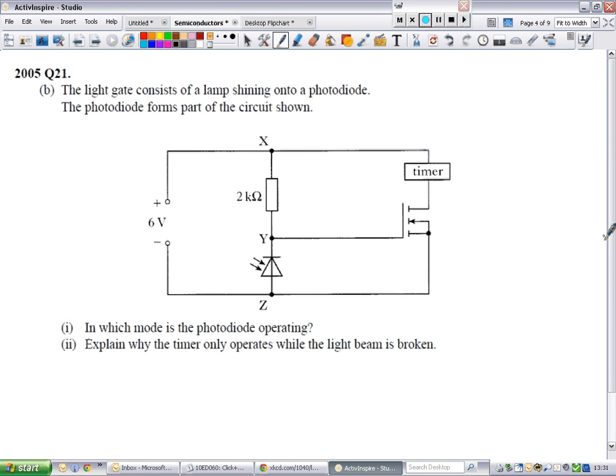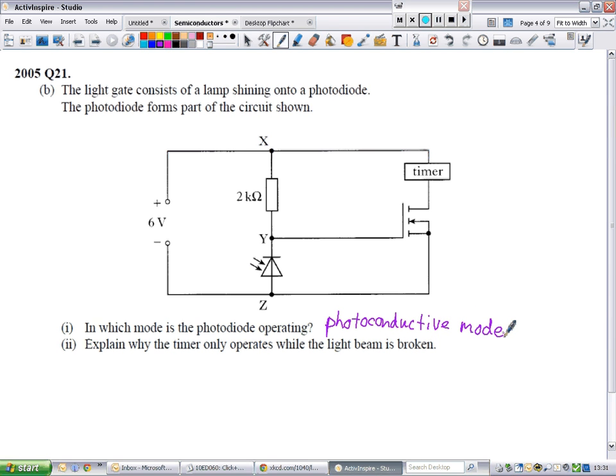So the light gate consists of a lamp shining onto a photodiode. The photodiode forms part of the circuit shown. In which mode is the photodiode operating? Well, I would look there for a power supply or not a power supply. There's a power supply there, so there's conduction. So it's photoconductive mode for that particular one. Photoconductive mode.